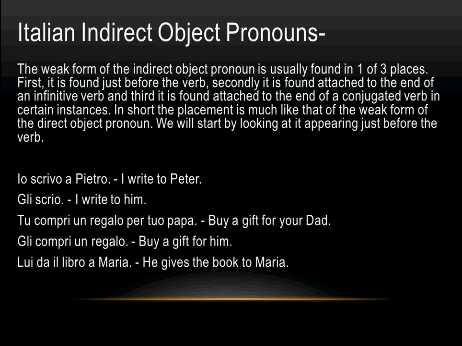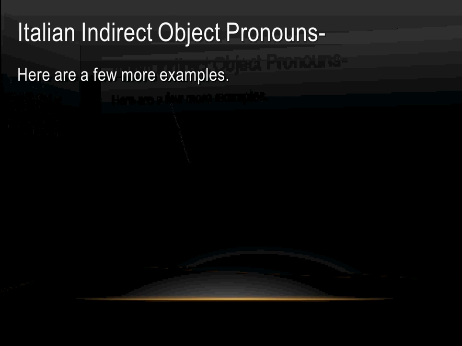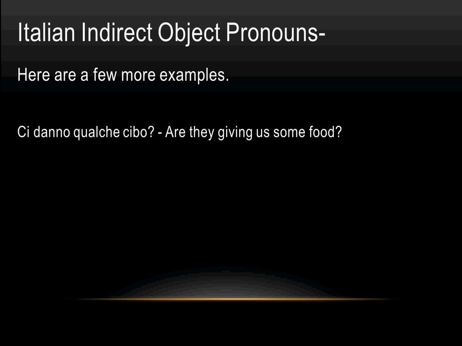Lui dà il libro a Maria. He gives the book to Maria. Le dà il libro. He gives the book to her. Indirect object pronoun before the conjugated verb. Here's a few more examples. Ci danno qualche cibo. Are they giving us some food? The us before the conjugated verb.